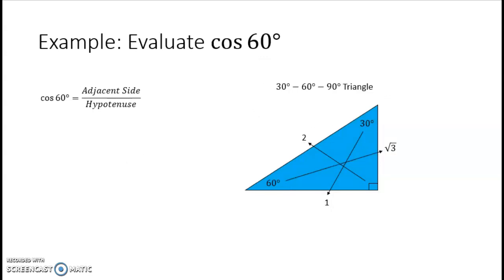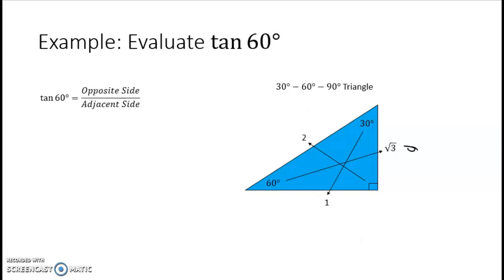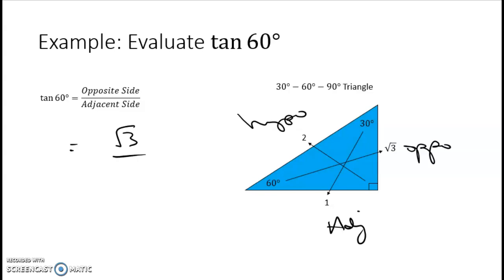With cosine, you're doing the same thing. This is your angle, so this is your opposite side, this is your adjacent side, and this is your hypotenuse. So then cosine is going to be 1 over 2, and that'll be your final answer. For tangent, this is still opposite, this is still adjacent, and this is still your hypotenuse. So tangent is going to be opposite over adjacent, so we need the square root of 3 over 1, which is just the square root of 3, and that would be your final answer.